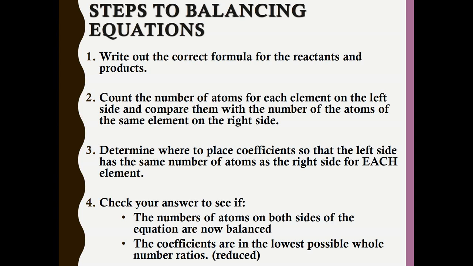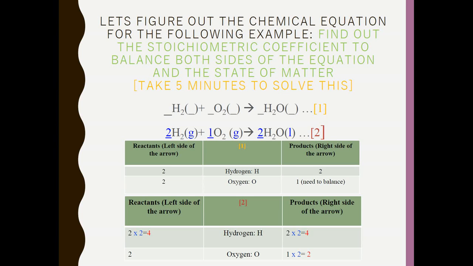Step number 4 is to check your answer to see if the number of atoms on both sides of the equation are now balanced and the coefficients are in the lowest possible whole number ratios, or you can say that it has to be reduced. So let's go to the next slide and let's do an example.